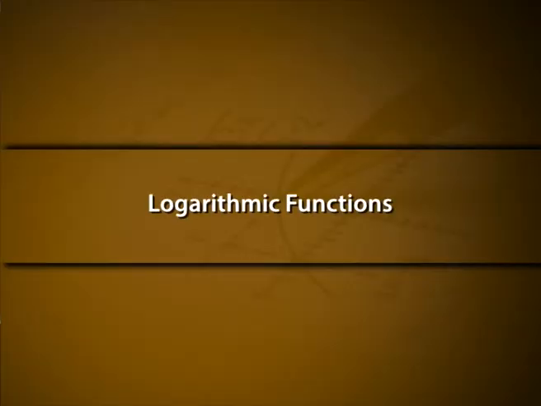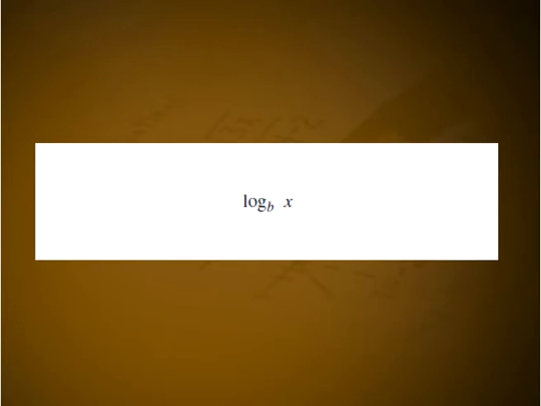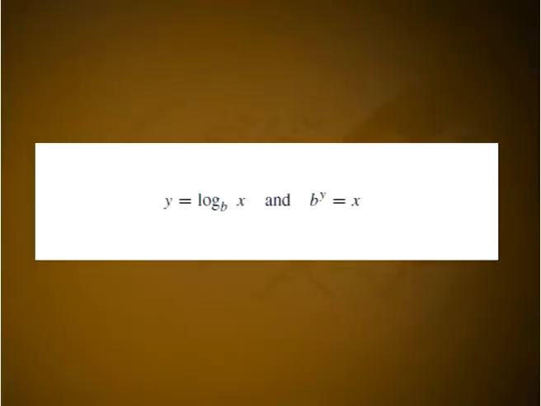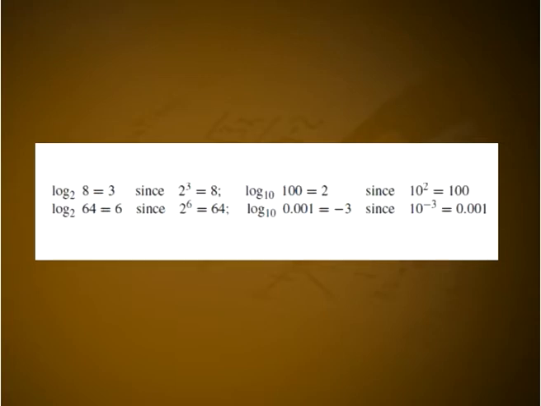Logarithmic functions. Logarithms are related to exponents as follows. Let b be a positive number. The logarithm of any positive number x to the base b, written as log x to the base b, represents the exponent to which b must be raised to obtain x. That is, y is equal to log x to the base b and b raised to y is equal to x are equivalent statements. Accordingly, log 8 to the base 2 is 3, since 2 cube is equal to 8.